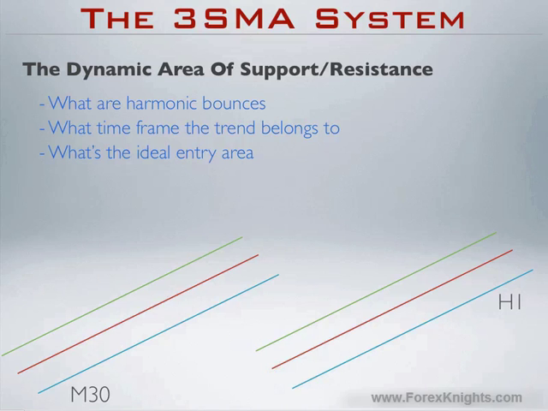Well, that's exactly what we are going to be using the dynamic area for, okay? And the way we are going to do that is by analyzing those harmonic bounces. Remember, we want the swings to start, okay, and to retrace to this area between the 30 and the 50 simple moving average. So, imagine we have price on the 30 minutes swinging something like that, and on the 1 hour time frame swinging something like that.